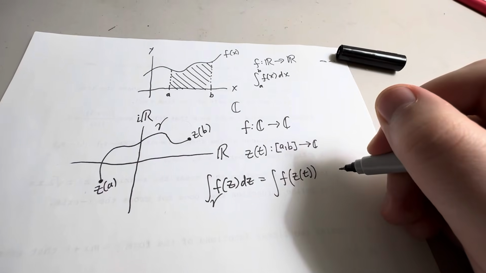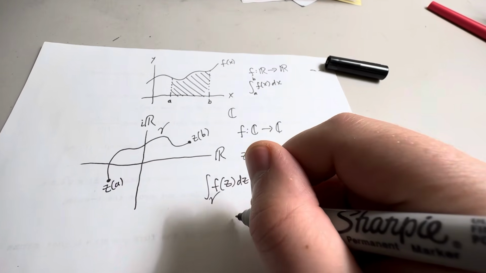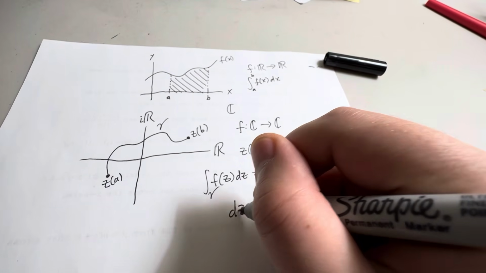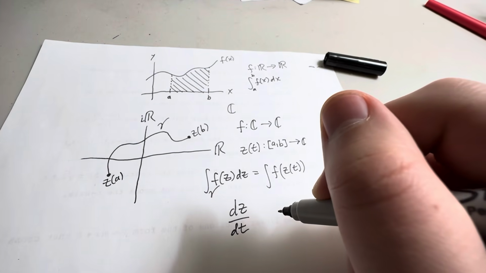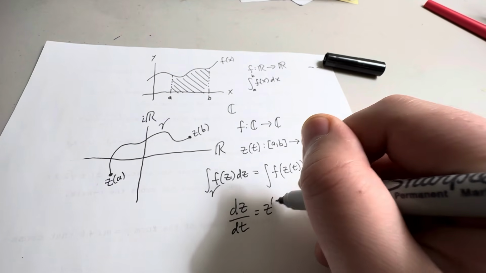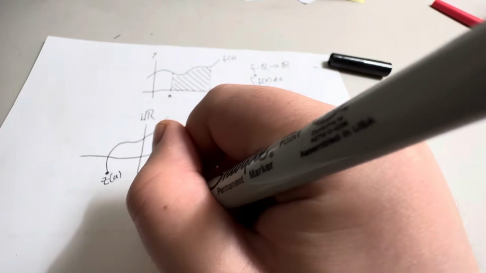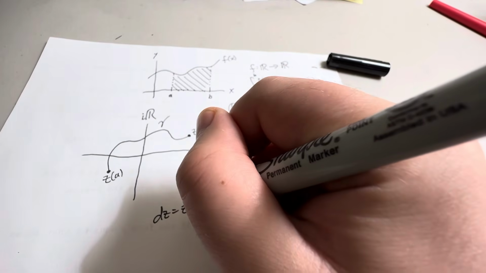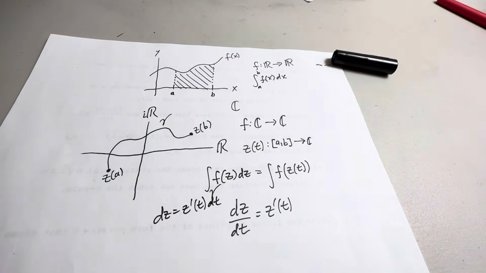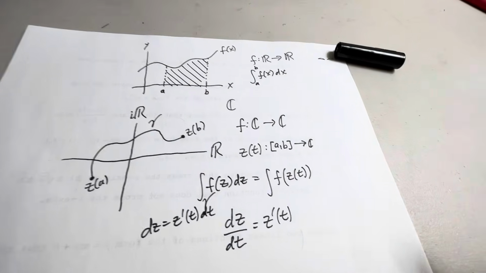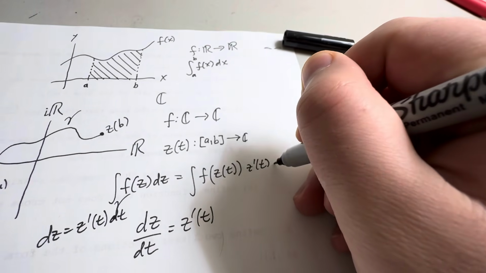And then I want to put my dt here, but I have to be careful because z is a function of t. So if I find dz/dt, that gives me z prime of t, whatever that derivative is. And so dz will look like z prime of t dt. And this is what I have to put over here. So we end up with z prime of t dt.